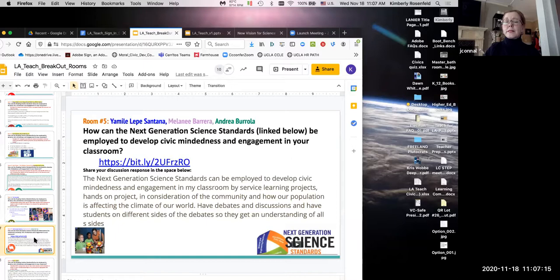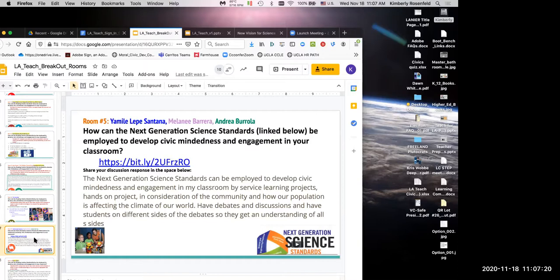We were basically talking about how students should do hands-on projects for the community and how our population is affecting the climate of our world, and having debates and discussions. When having debates and discussions, we should have students on different sides of the debate so they can understand all the sides.